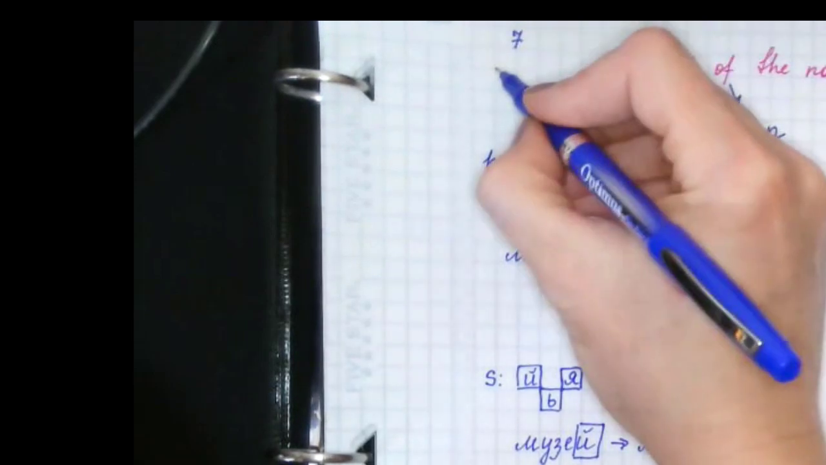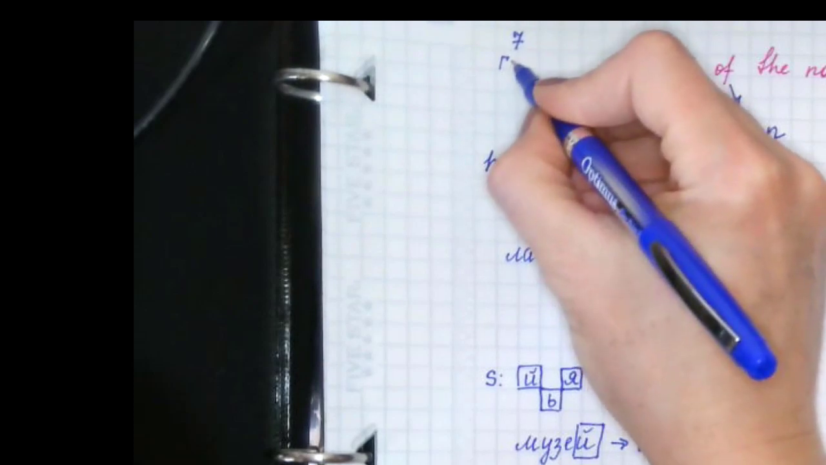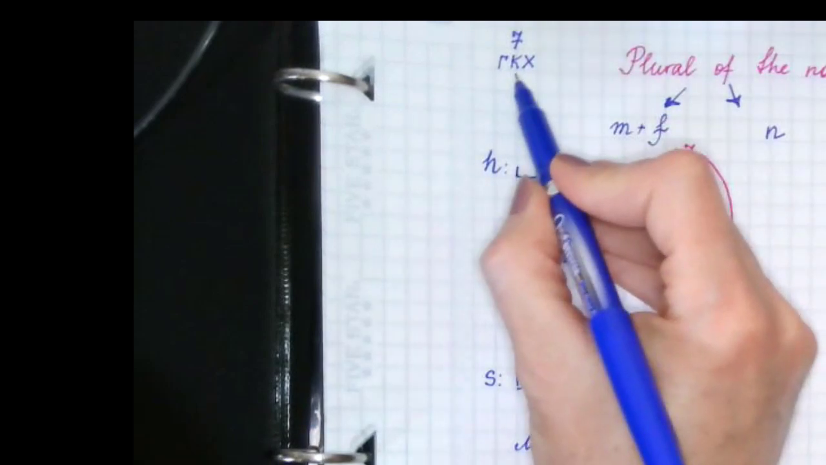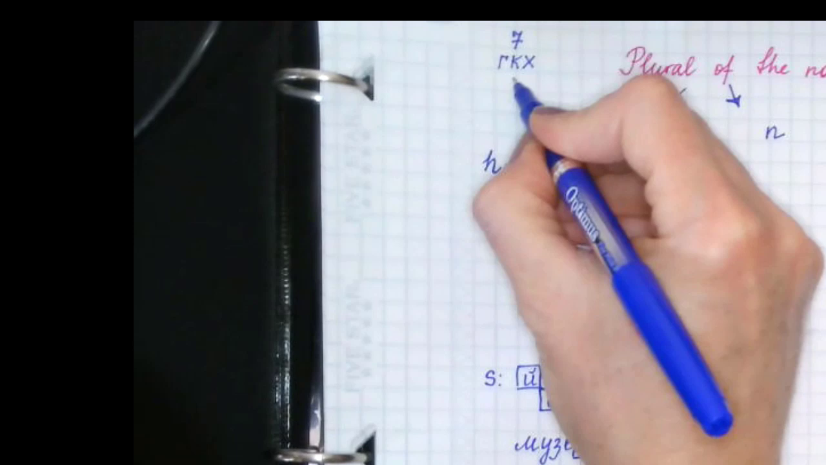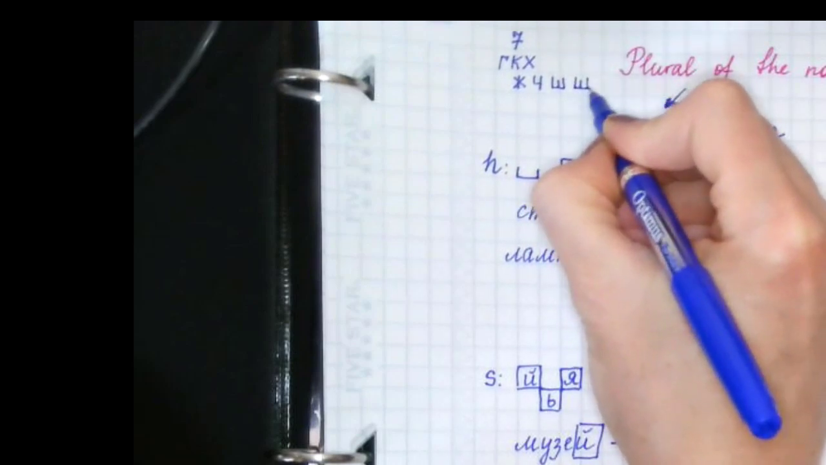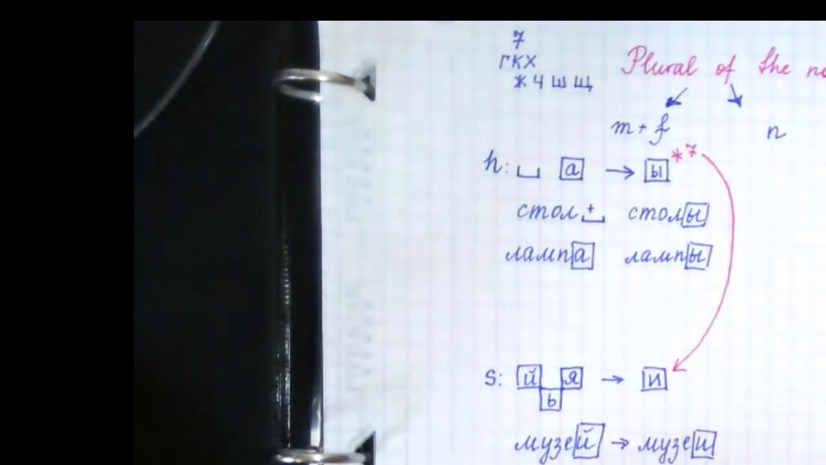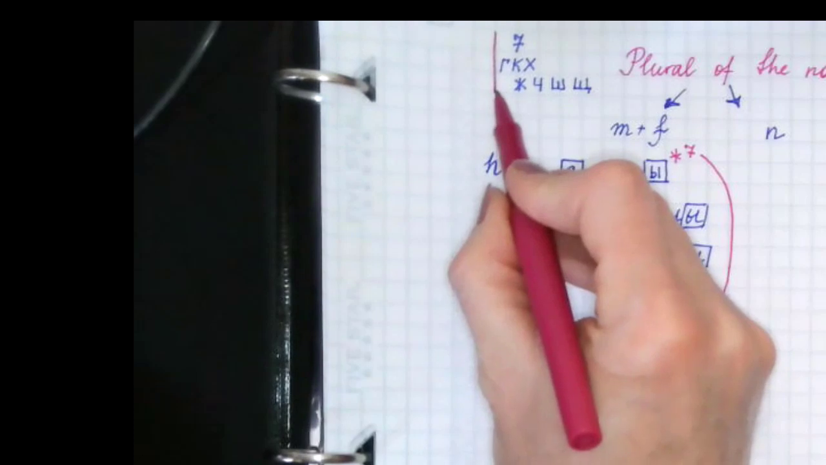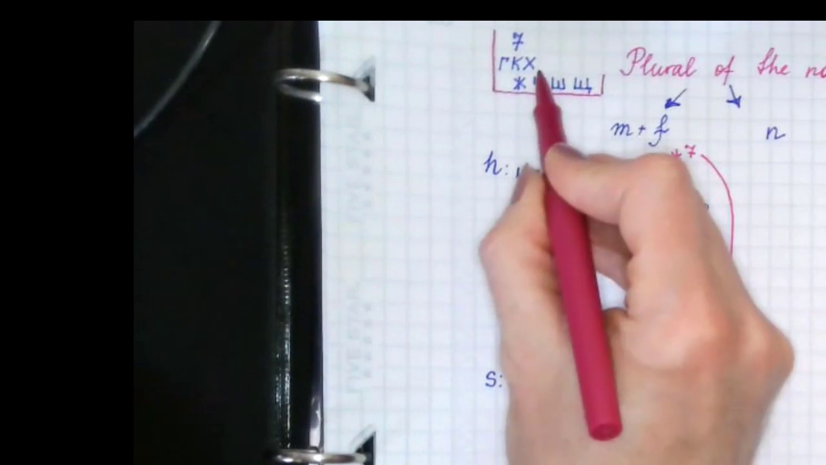I'm going to write them right here. I'm going to write number 7. And I'm going to write those letters. The letters are Г, К, Х, Ж, Ч, Ш, and Щ. So these are the 7 letters that we need to remember, and these 7 letters cannot be followed by the letter ы.